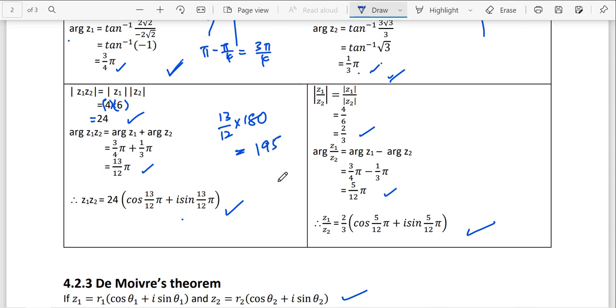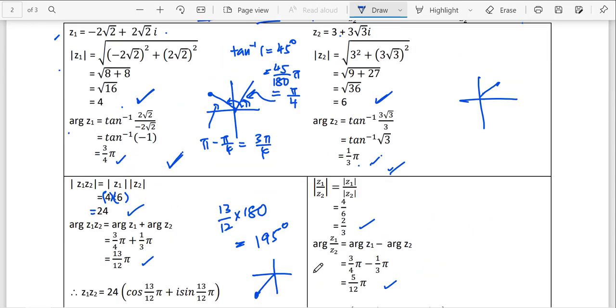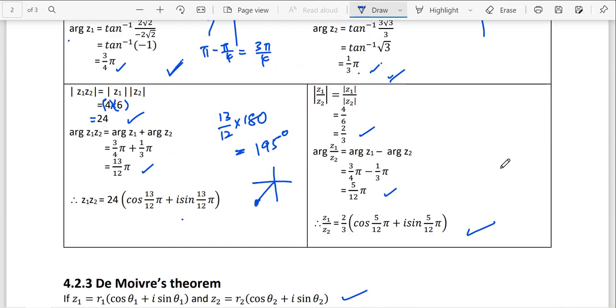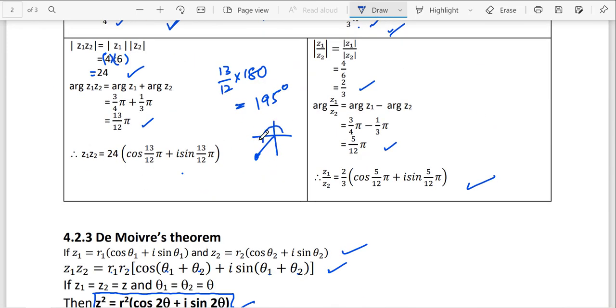195. Okay, so 195 degrees is in here, right? Correct or not? In the third quadrant, right? I think you should change. This is not correct. Okay, you have to express in polar form. This one is 195. Okay, so how to change this? If 195 degrees, here to here is how many? 165. Okay, 165 over 180 pi is how many? So equals 11 over 12 pi.